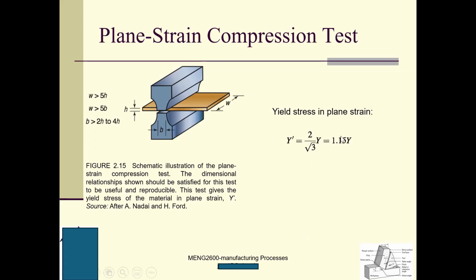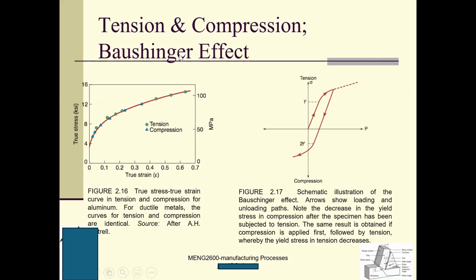It's a little bit higher than the yield strength of the bulk material of the same material. So this is tension and compression: the stress-strain curves in tension and compression for aluminum. And for simplicity, we just treated compression and tension as identical, right?